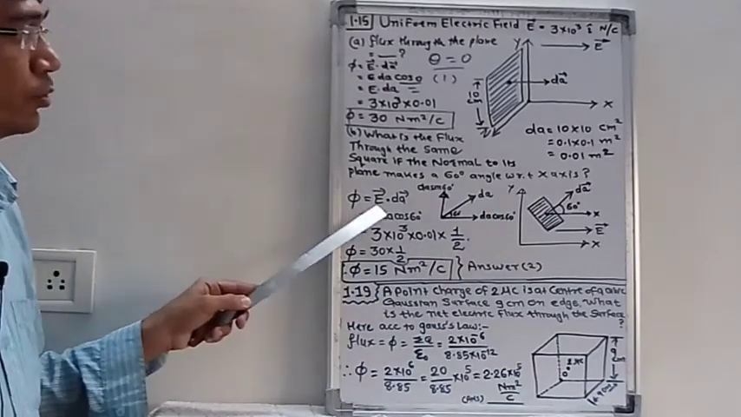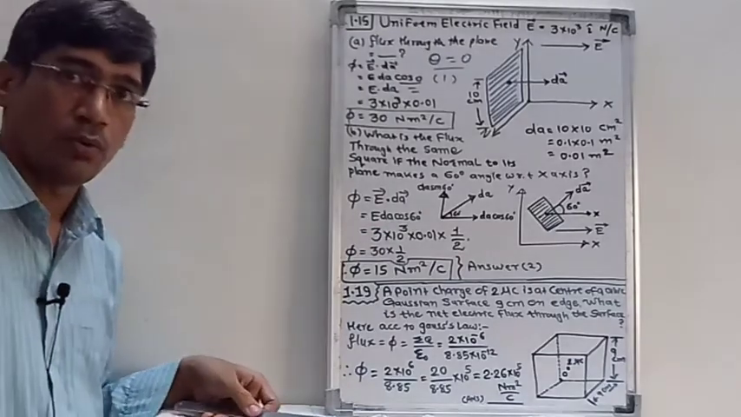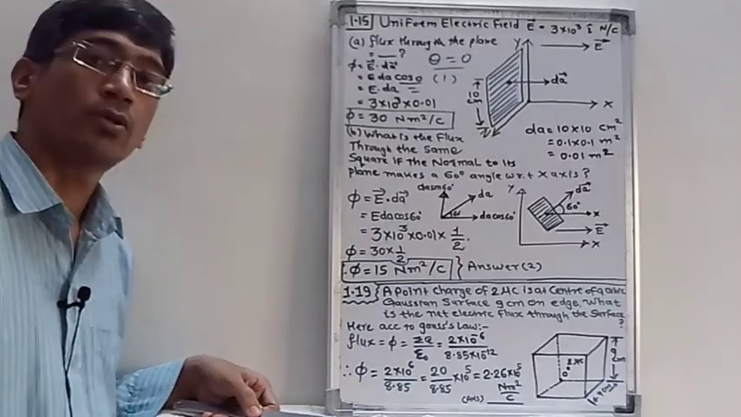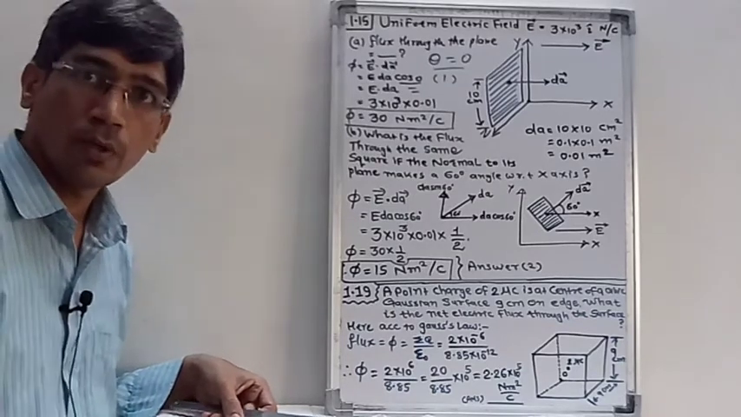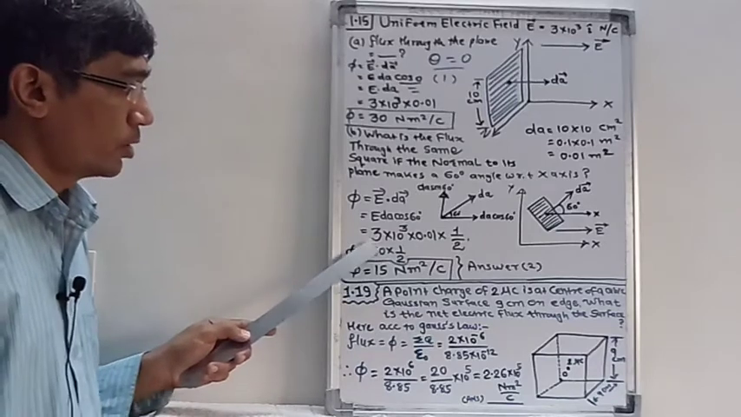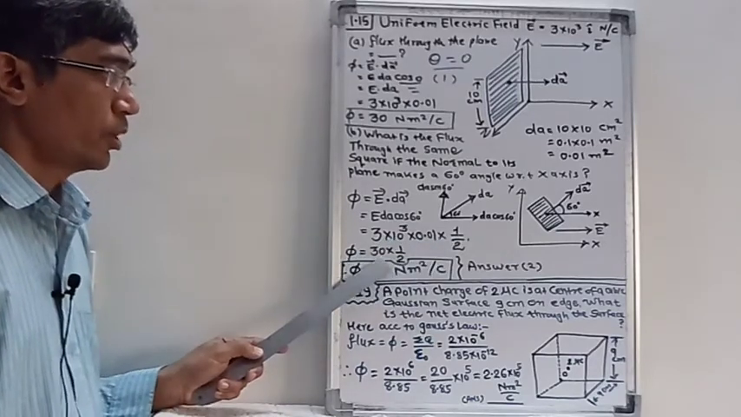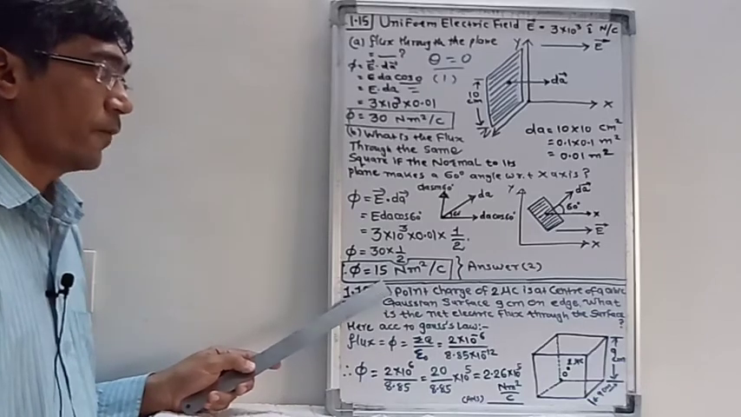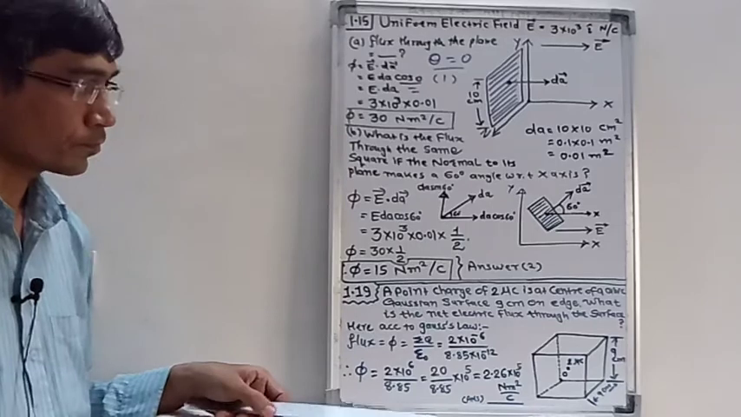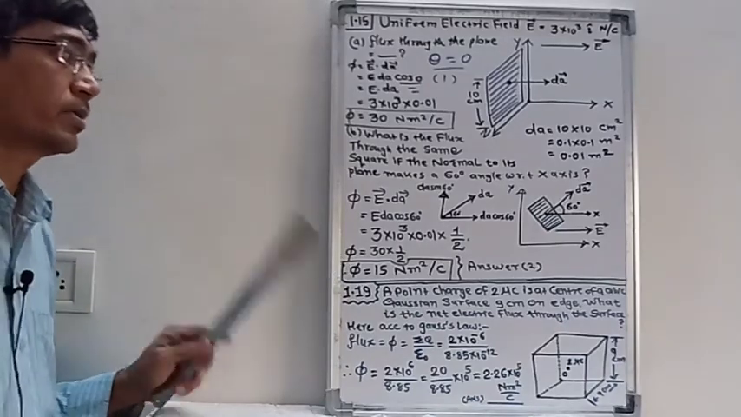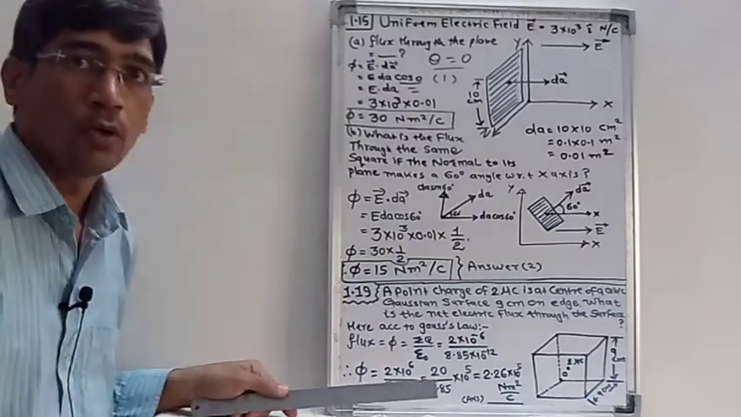So flux is equal to E dot dA, equal to E dA cos 60, equal to 3 into 10 raised to 3 into 0.01 into cos 60. Cos 60 is equal to 1 by 2. So it is 3 into 10 raised to 3 into 0.01 into 1 by 2, equal to 30 into 1 by 2, that is 15 Newton meter square per Coulomb. This is the second answer. So here we get the flux 15 Newton meter square per Coulomb.